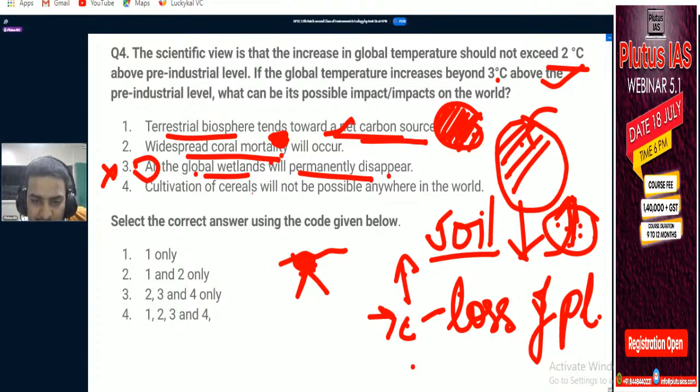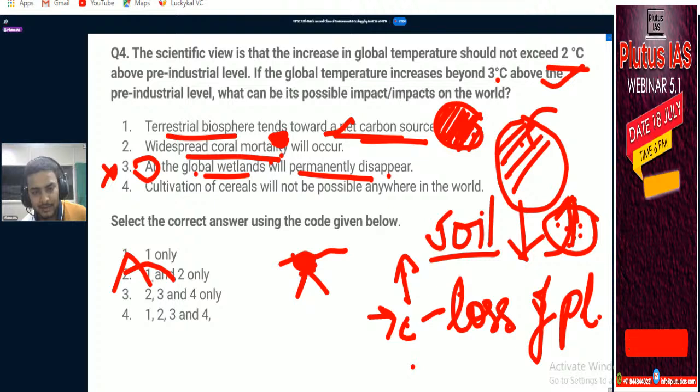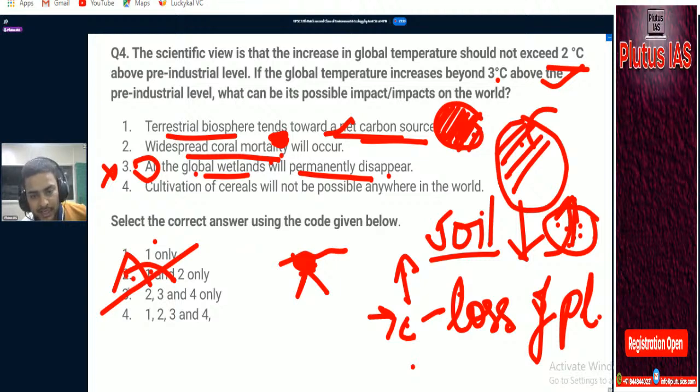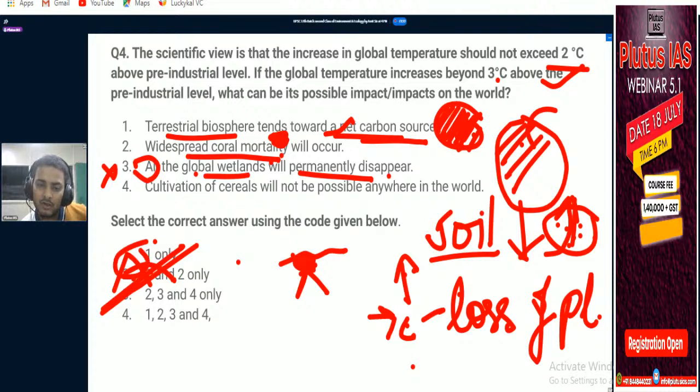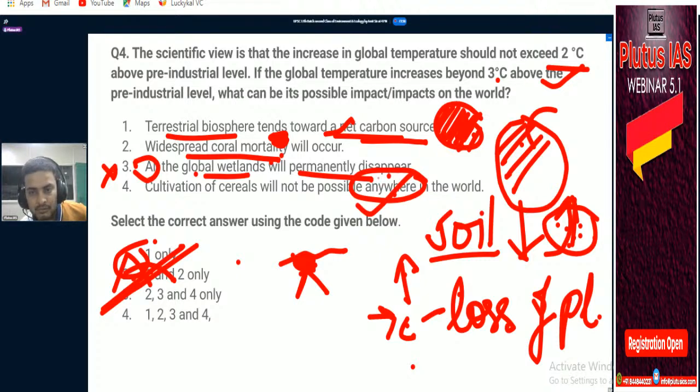Then the next one is cultivation of cereal will not be possible. Now, cultivation of cereal will not be possible only up to some extent, because if there are glaciers in the northern region, in the polar region, they will melt. They will lead to creation of land with optimum temperature level for agriculture, right? If today they are covered with snow or ice, they will lead to land tomorrow if there is melting of ice. So they will give us land which has optimal conditions, because the temperature will reduce, but not that much as compared to tropics. So there won't be this anywhere. There also is an extreme. So this option is also wrong.